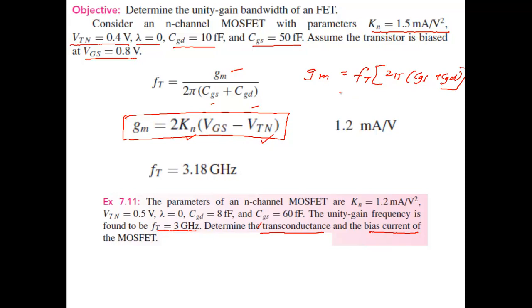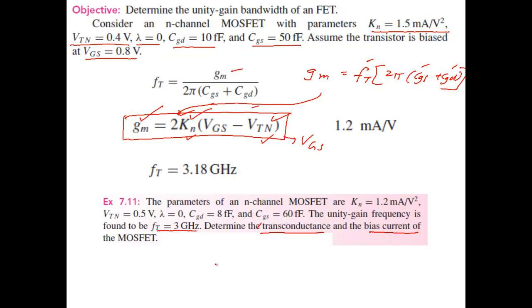So from this equation find out gm, since fT is known, CGS is known, and CGD is known. Once you have found that one, you substitute in this equation. gm is known, Kn is known, Vt is known. Find out VGS from here. Okay.